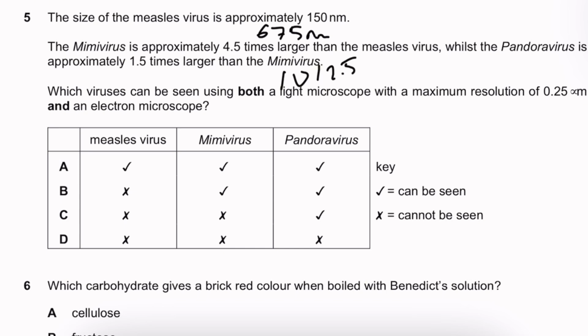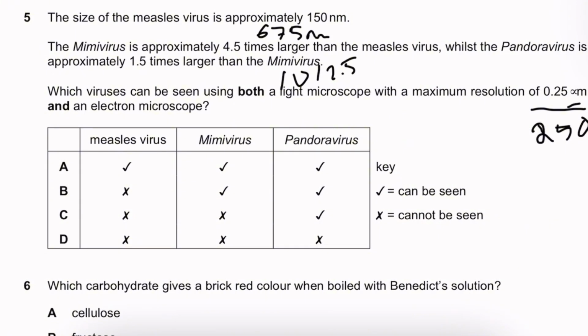That's pretty big. Now, which viruses can be seen using both a light microscope with a resolution of 0.25 micrometers and an electron microscope? Now, let's convert the resolution to nanometers. 0.25 times 1000 is going to be 250. You convert from micrometers to nanometers by multiplying by 1000. So you get 250. For you to be able to see anything using any kind of microscope, its size has to be greater than the resolution. For example, the diameter of the measles virus should be greater than the resolution of 250 for it to be seen using the light microscope.